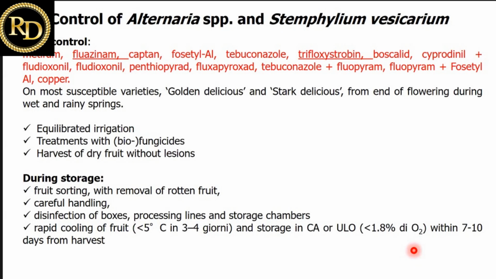In the post-harvest phase, it's important to sort the fruit, to select, to remove the rotten fruit, to have careful handling, disinfect boxes, process line, and storage chambers, and have rapid cooling in controlled atmosphere or dynamic atmosphere.